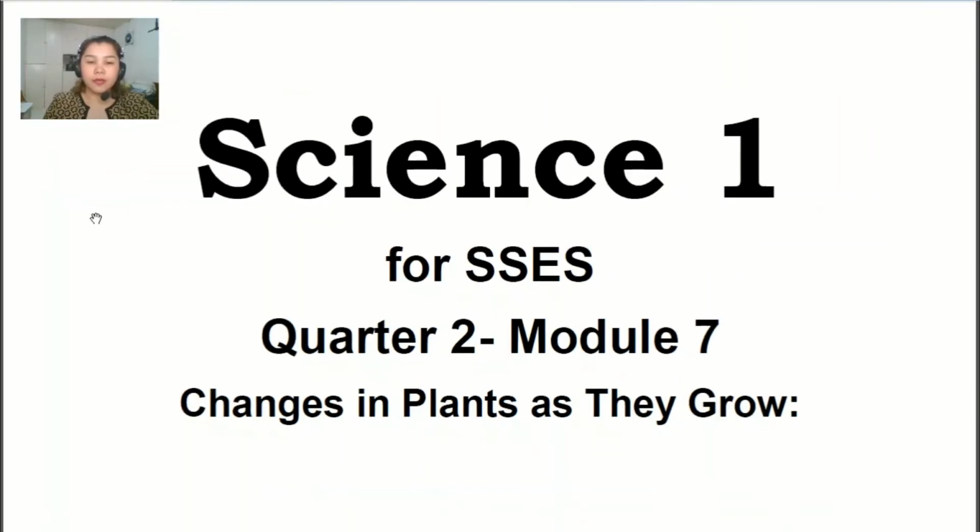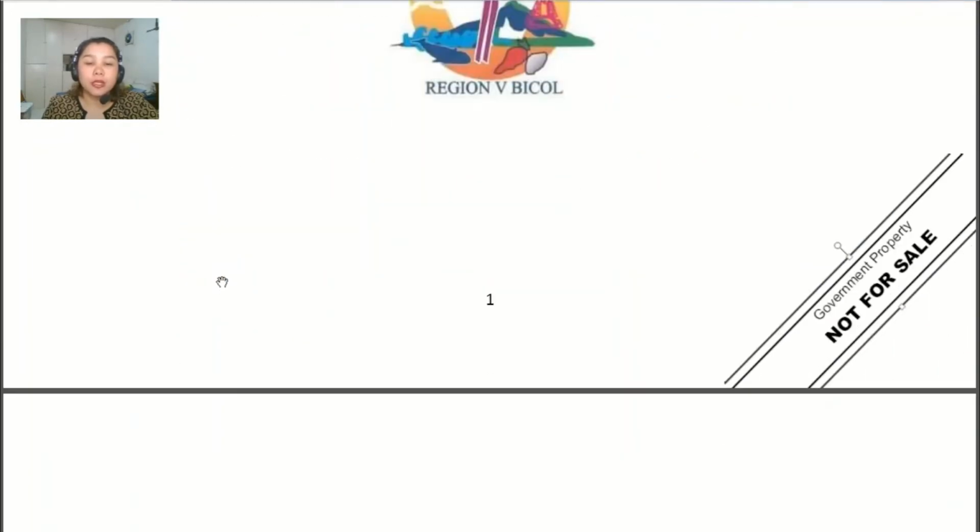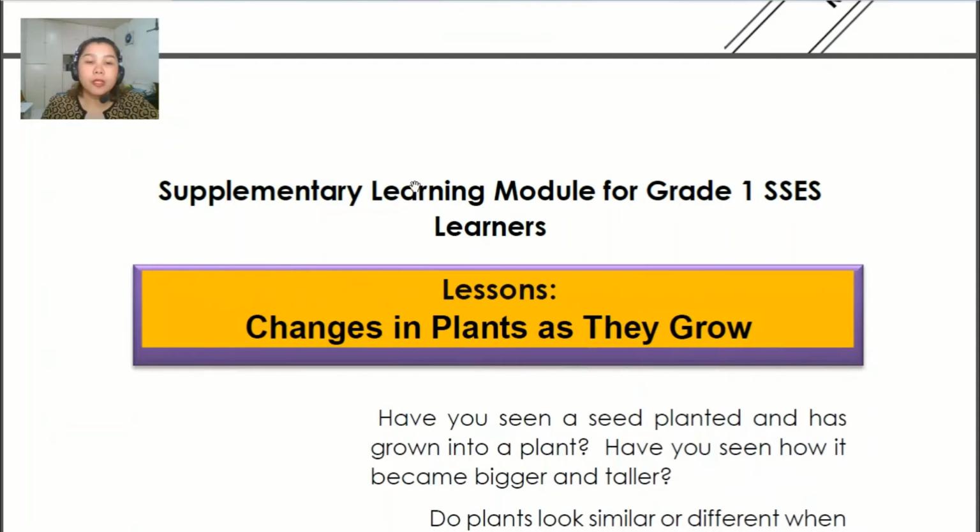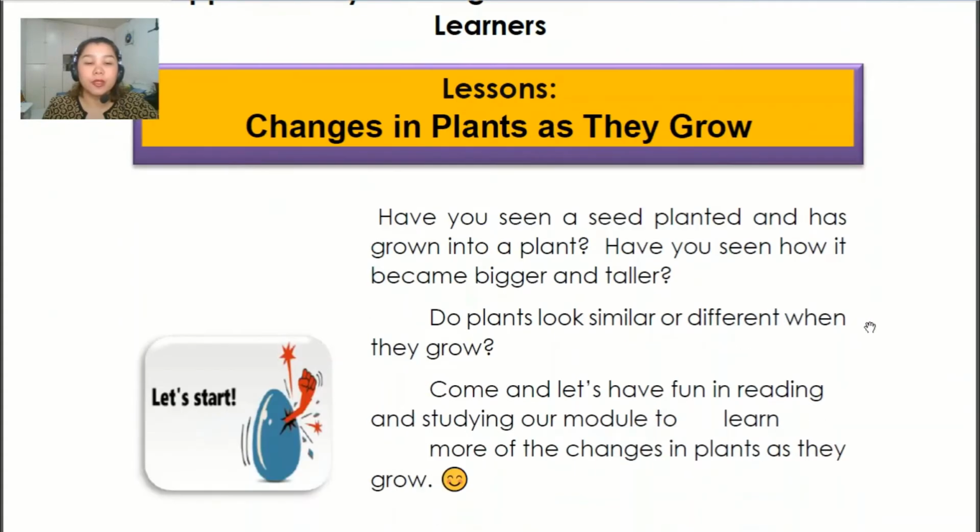So Module 7 is about changes in plants as they grow. So this is now growth of plants. But previously we had our topic about growth of animals, changes in growth of animals. So this time we have now plants. Okay, let's begin. Supplementary learning module for Grade 1 SSCS learners. The lesson: changes in plants as they grow.